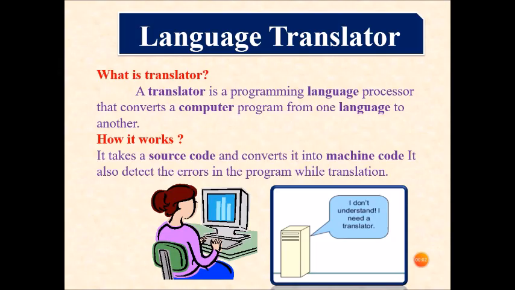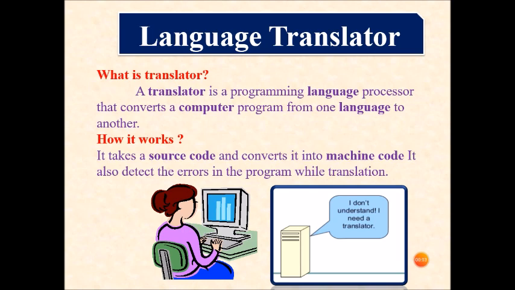Hello students, today we are going to study about translator and its types. In the previous video I have discussed about what is computer languages. So if you want to access that video you can click on that link which is given in the description box. So we have three types of computer languages: machine level language, high level language and assembly level language.